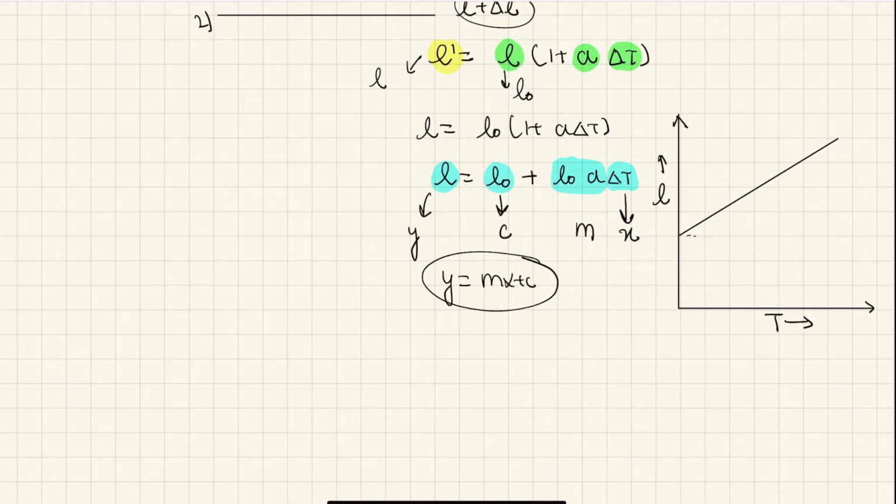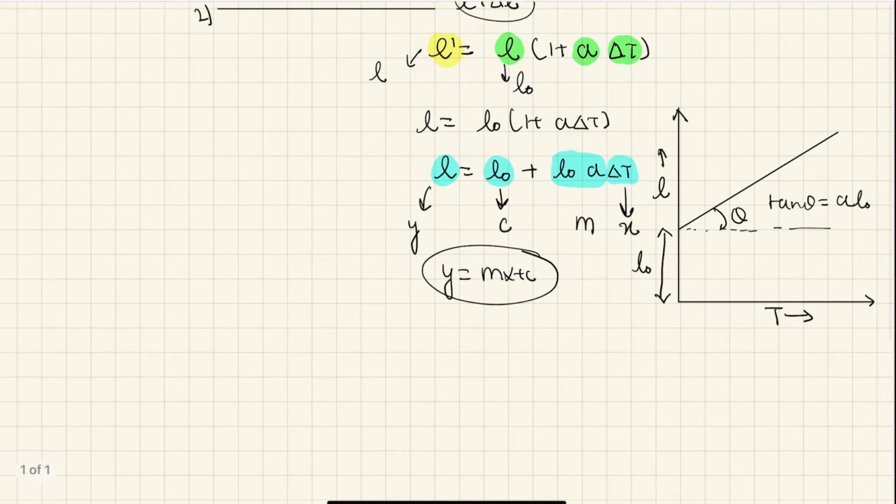Here the angle theta is such that tan theta, that is your slope, is equal to alpha L naught, and this part is your L naught, right? But wait a second, because this is something we all know about, but what's new about it, right?